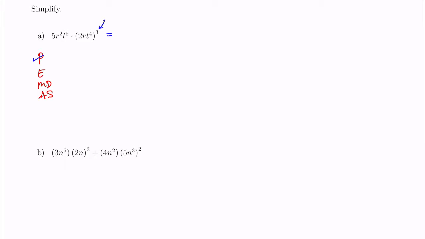To simplify the part of the expression that involves that exponent of 3, we need to recognize that 3 only applies to what's in parentheses, so the first half, 5r squared t to the fifth, will not change, and that exponent of 3 will be applied to every factor inside the parentheses. It's important to recognize there are 3 factors on the inside. There's a 2, there's an r, and there's a t to the fourth. So each one of those 3 will get its own exponent of 3. So we'll end up with 5r squared t to the fifth times 2 to the third, r to the third, t to the fourth to the third.